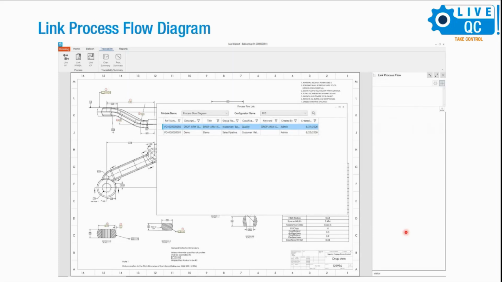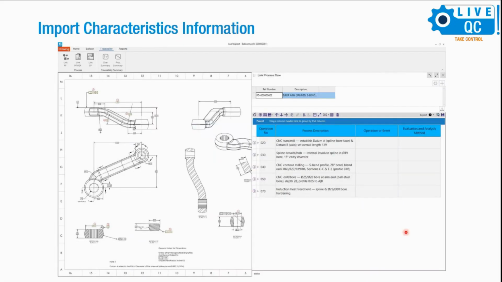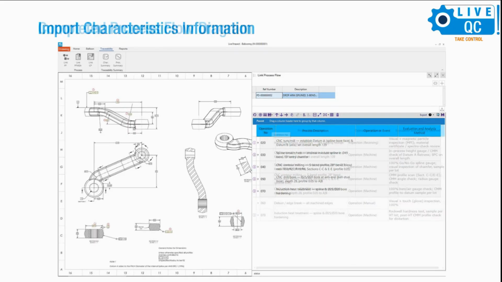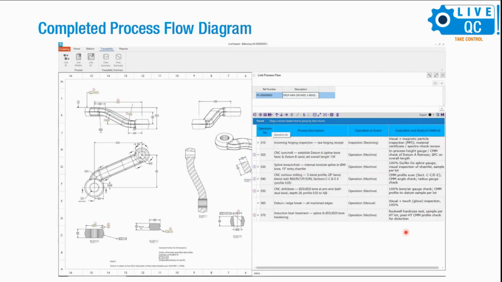Now you say, I am going to attach the process flow diagram to this. The moment you attach it, all the processes come over there. This is linking of the process. So the completed process flow diagram is sitting over here. This could be done independently and attached to this.